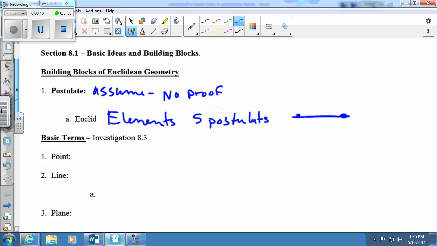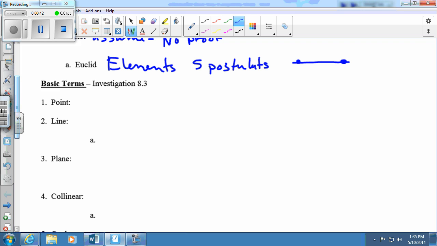So some basic terms that we're going to be needing in this geometry chapter is a point. A point looks like this. It has location, such as x, y, so that's what you plotted in algebra, but it has no size.